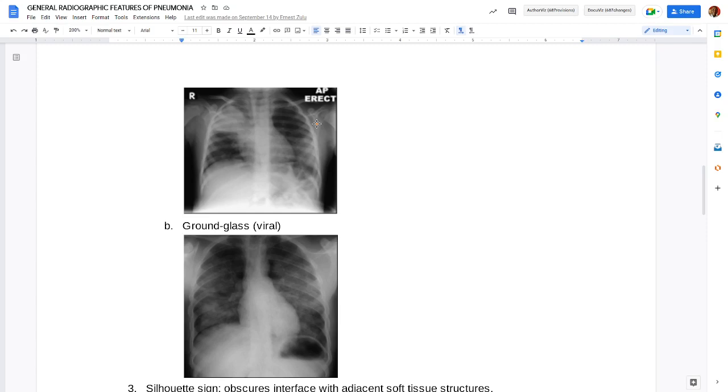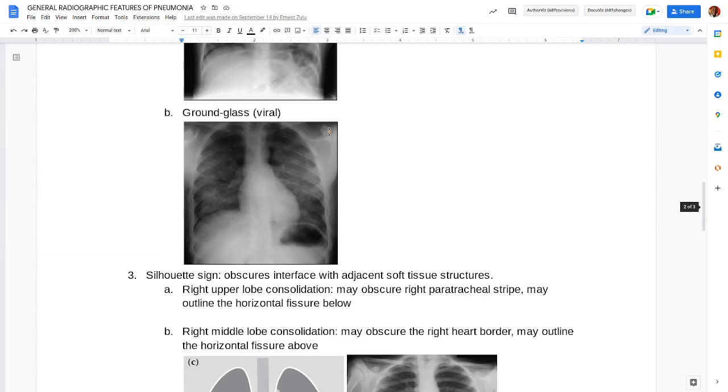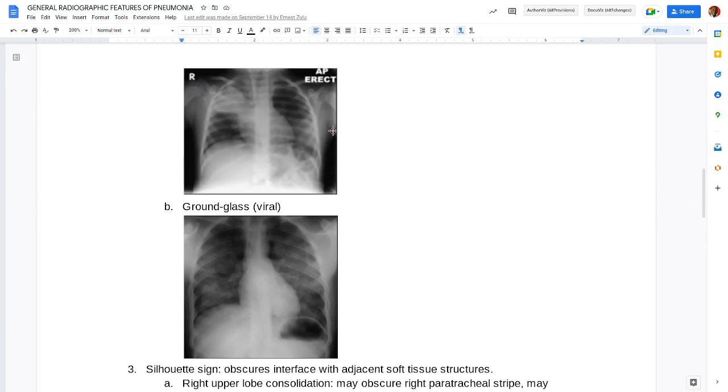And then if an infection is caused by a virus, for example, COVID is a virus, you will see that the opacity, the whiteness, the changes on the lungs which look white, will not be as white as it is in a bacterial pneumonia.